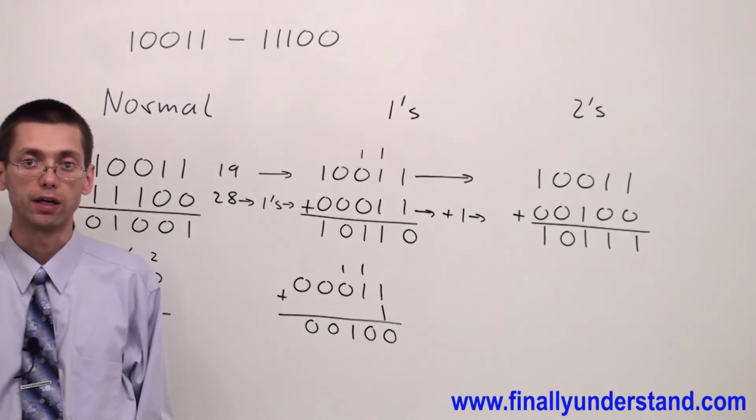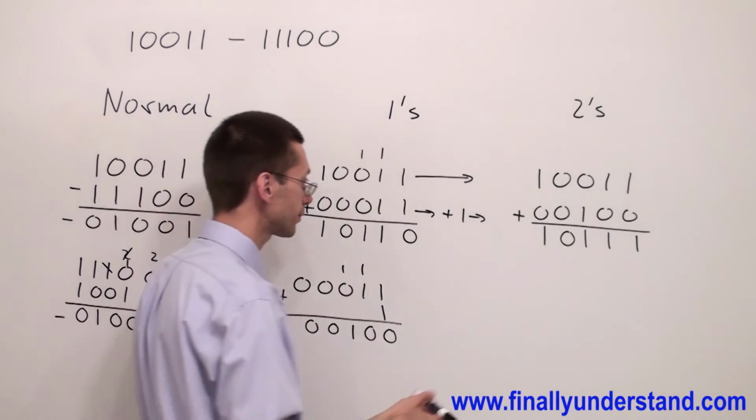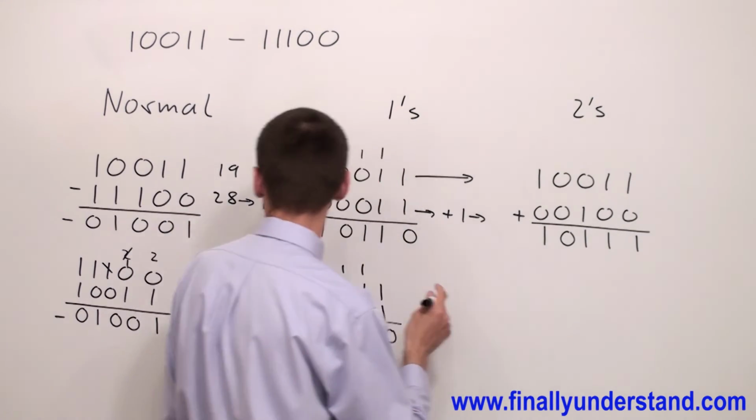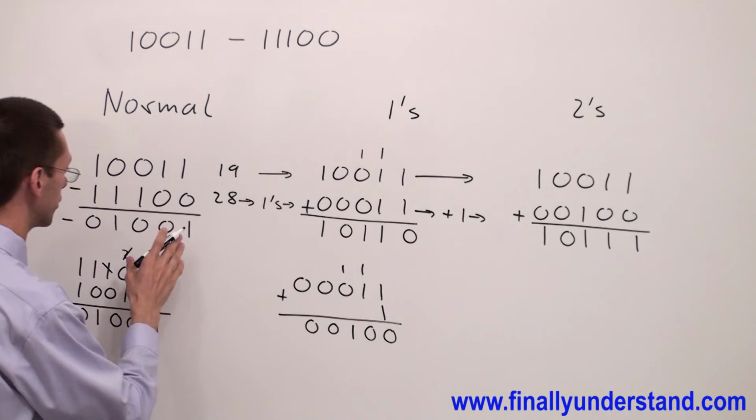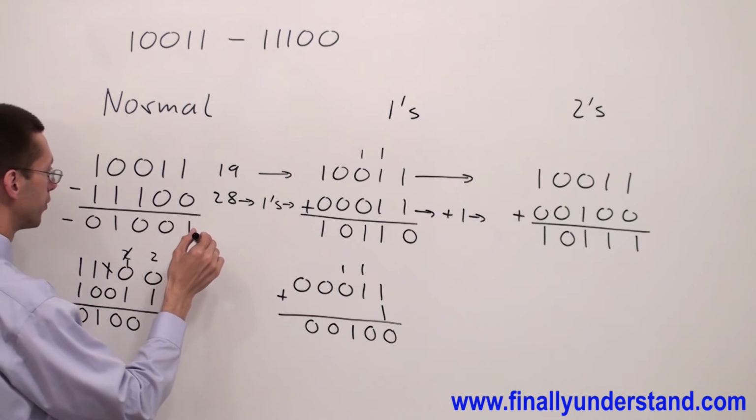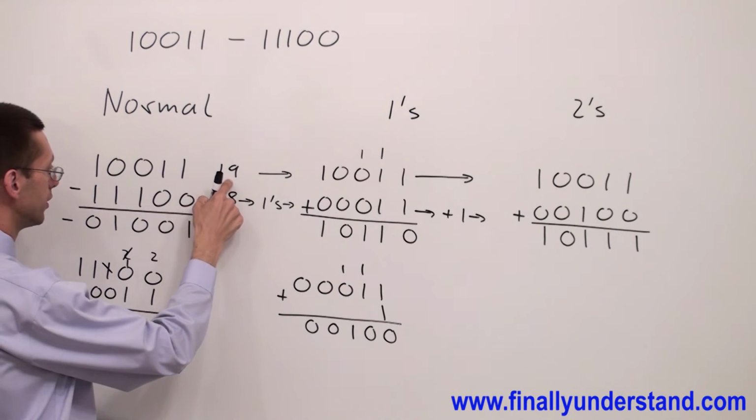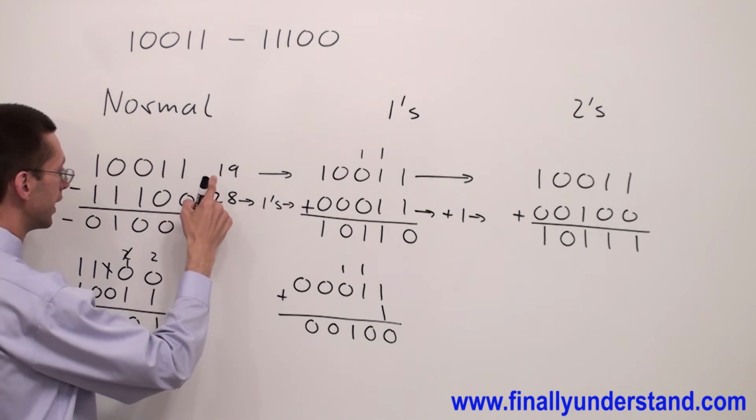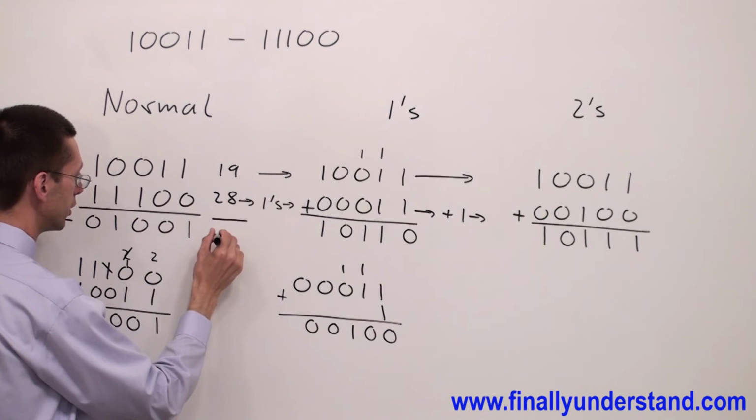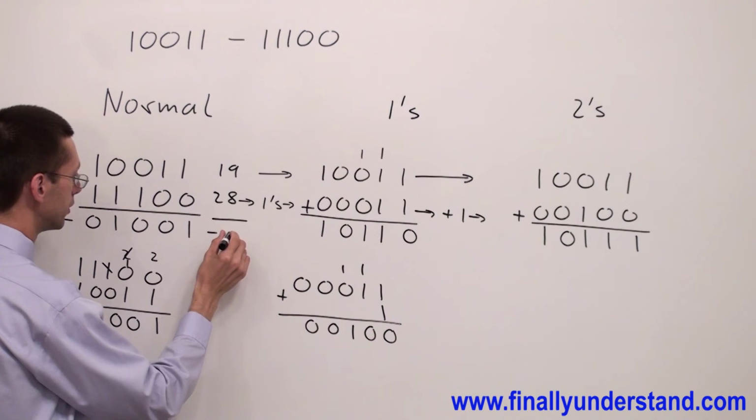Let's check if our answer is correct. So, let's get back to the normal part. I have 19 minus 28. 19 minus 28 is equal to negative 9.